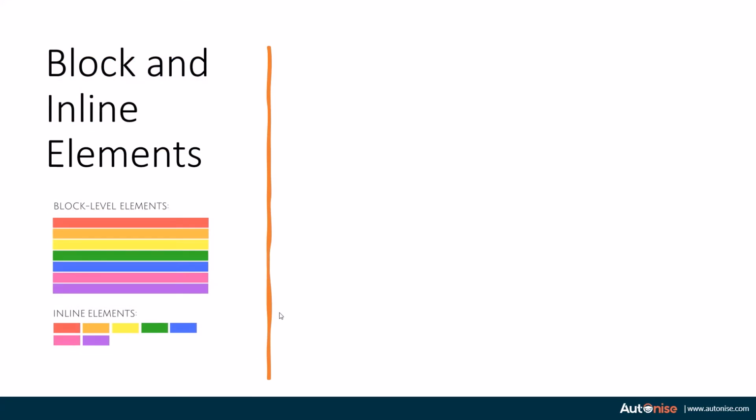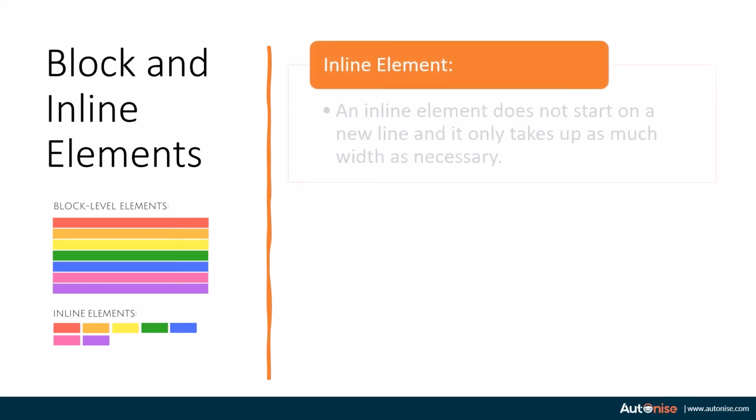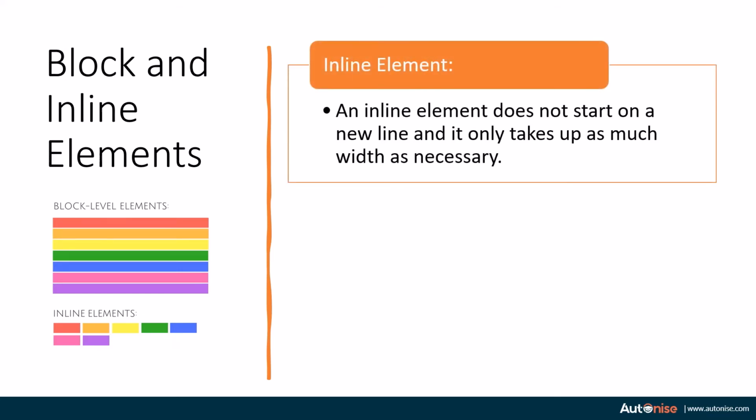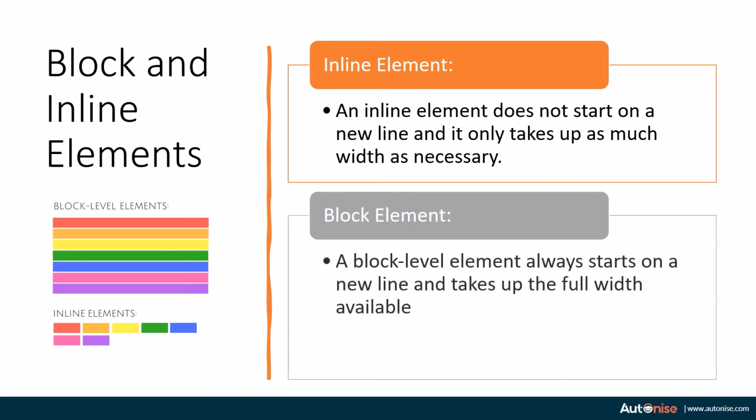So, what is the difference between a div and a span tag? Both of them are used to enclose some content. The main difference is that the div tag is a block element, whereas the span tag is an inline element. What do these terms mean? So, an inline element does not start on a new line and it only takes up as much width as necessary, whereas a block element always starts on a new line and takes up the full width available.